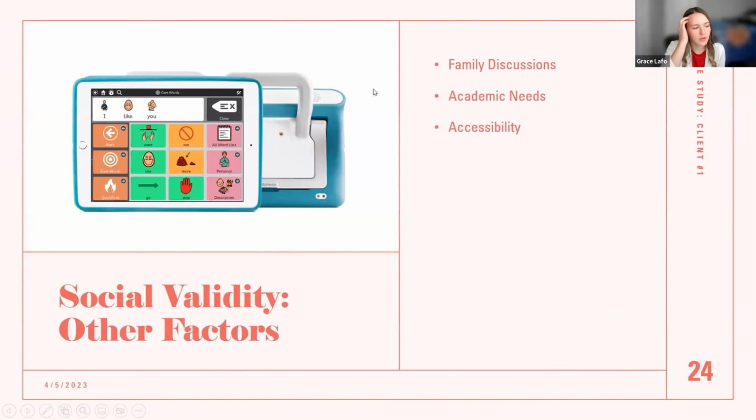Next slide. Thank you. And so to make our final decision, we wanted to make sure that we had social validity. So we considered things like what's important to the family, how can they best support Tobias? Since he was going to be starting school, he's 6 years old, what AAC system might help him achieve his academic goals and succeed in school? And then also what's most accessible to the family.